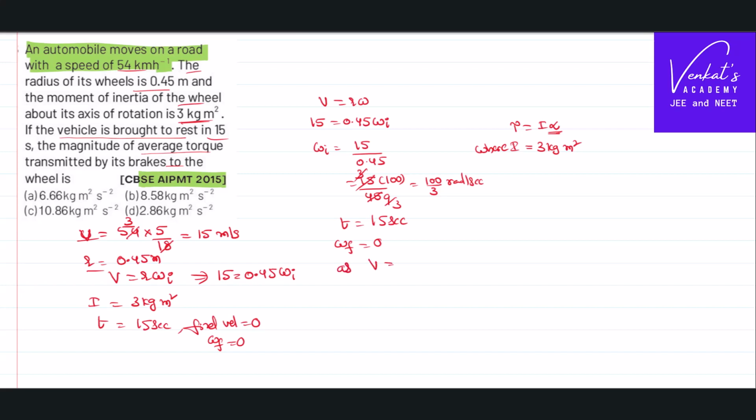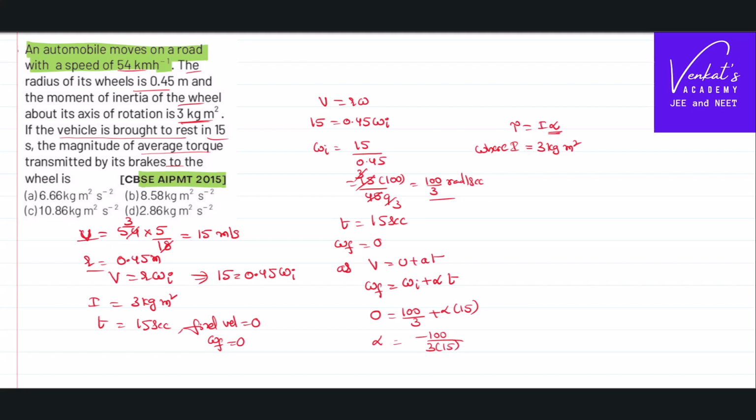Similar to V equal to U plus AT formula, I can write final angular velocity is initial angular velocity plus angular acceleration into time. Final angular velocity is 0. Initial angular velocity we have calculated as 100 by 3. Alpha we don't know, in a time of 15 seconds. So alpha equal to minus 100 by 3 into 15.